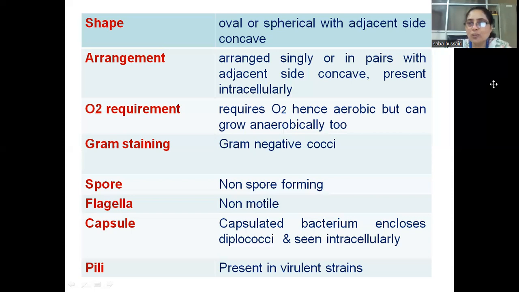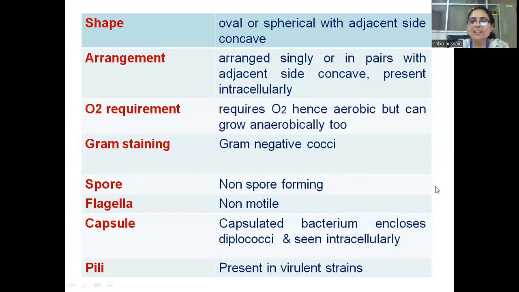It's a non-spore forming bacteria, non-flagellated, and hence non-motile. It's capsulated, and the diplococci is enclosed inside the capsule, which can be seen inside cells. Pili are also present, usually in virulent forms only, because they help in adhesion to the mucous membrane. So the pili are strongly used for adhering to the mucous membrane of the places which I mentioned in my previous slide, right?